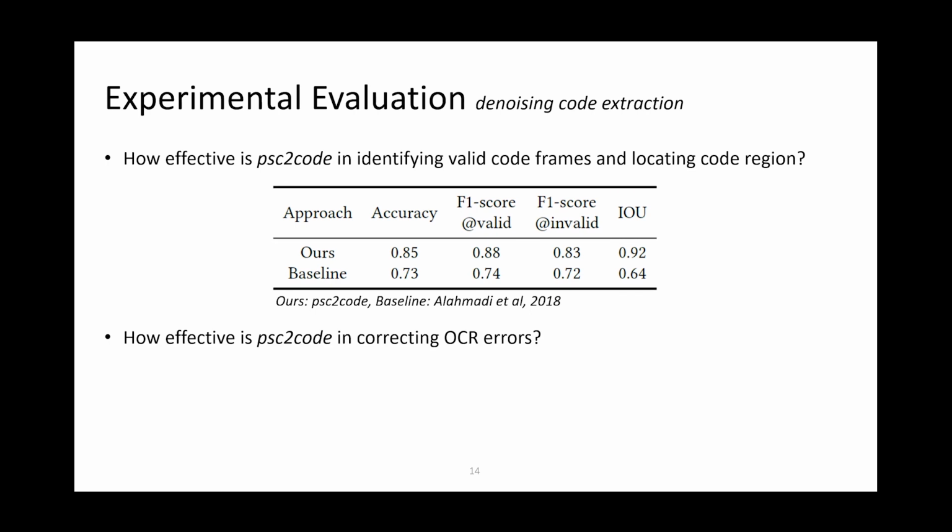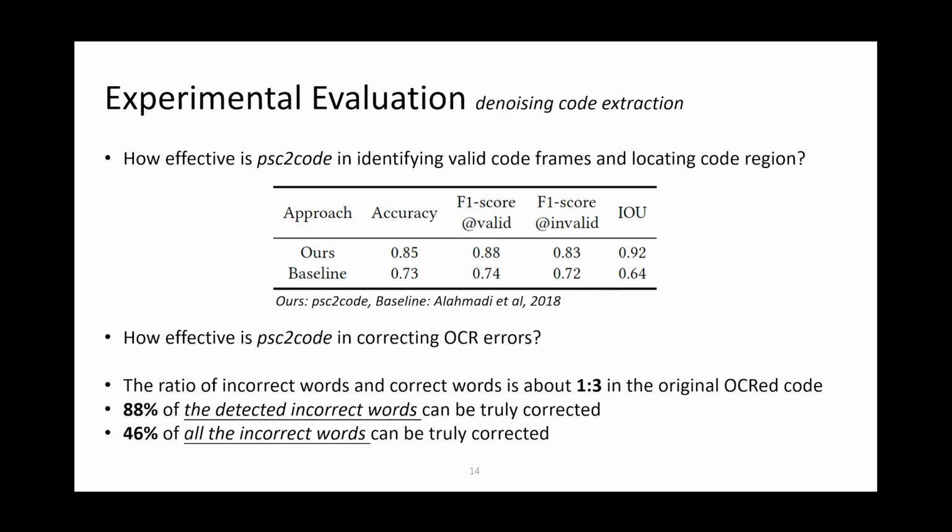Then we ask, how effective is PSE2 code in correcting OCR errors? The ratio of incorrect and correct words is about 1:3 in the original OCR code, which suggests that OCR errors are very common. 88% of the detected OCR errors can be truly corrected. For those PSE2 code fails to correct, mostly because there were multiple similar words in the code and the PSE2 code fails to choose the correct one. However, only 46% of all the OCR errors can be truly corrected. This is because our trained spell checker fails to distinguish incorrect words from the correct ones in some circumstances.